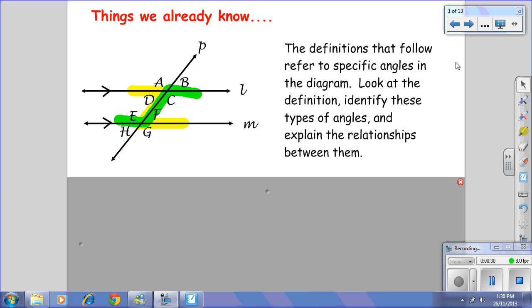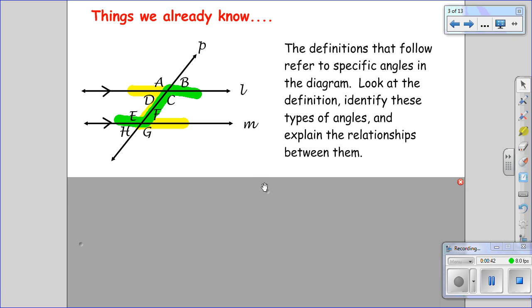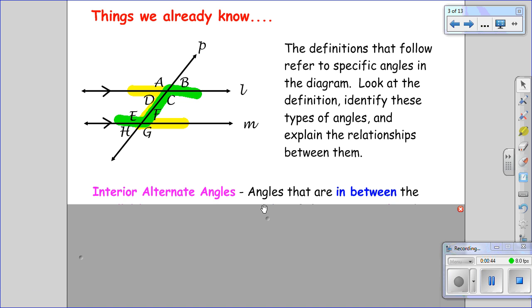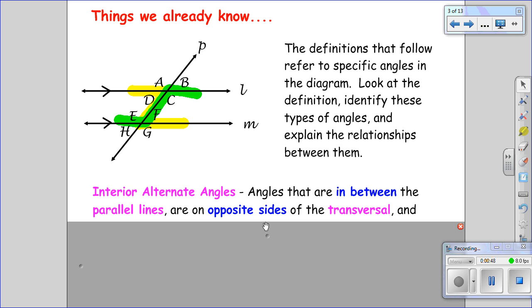Things we should already know. If I look at these parallel lines and I look at the transversal here that cuts through them, there's a few relationships we should already be aware of. Interior alternate angles are angles that are in between the parallel lines, so in between these two lines, and on opposite sides of the transversal.